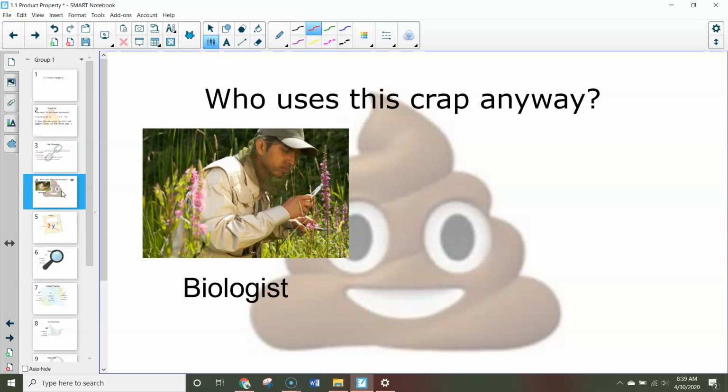Who uses this anyway? So biologists are a type of scientists who study life, and they use exponents a lot when looking at different types of growths of populations, whether that be bacteria or flowers or animals. And so exponents play an important role in their work.